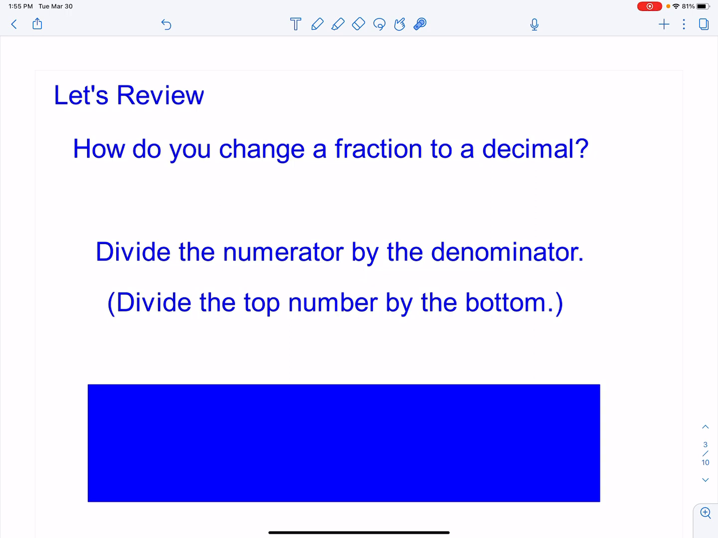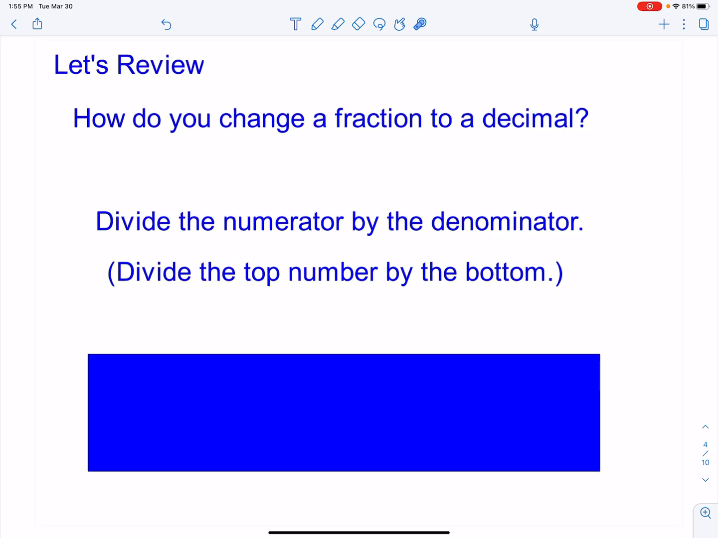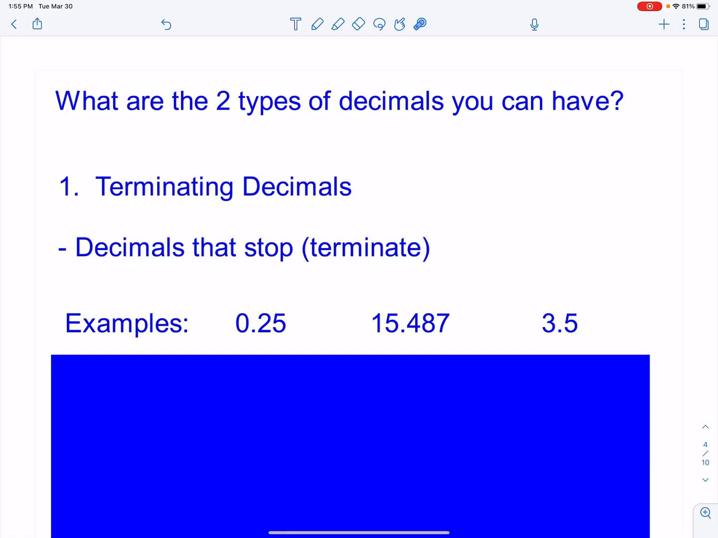Now, when you do that, you're going to get two types of decimals. One type of decimal that you'll get is something called a terminating decimal. This is a decimal that stops. And here are some examples of that. 0.25 doesn't go any further. 15.487 doesn't go any further. 3.5. Those are all what we call terminating decimals because they terminate. Or another word for terminate is they stop.